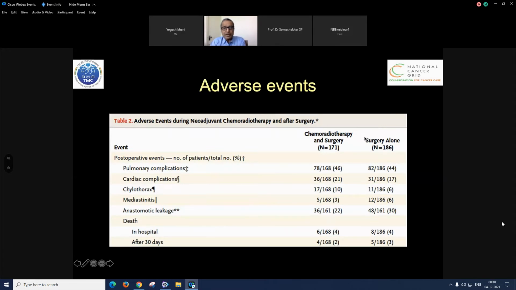Adverse events were fairly well manageable. The pulmonary complications were similar in the two groups. This is perioperative complications. These are postoperative complications in the two arms. Cardiac complications, chylothorax, mediastinitis, leaks, all of them were fairly similar between the two groups. Postoperative mortality was also similar in the two groups.